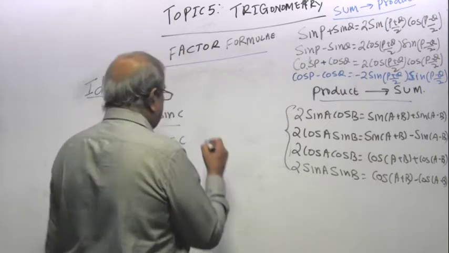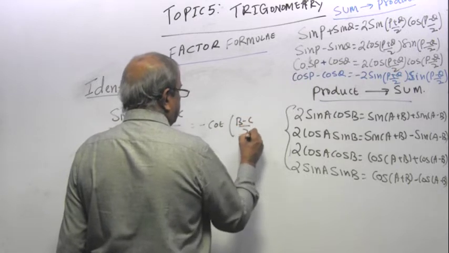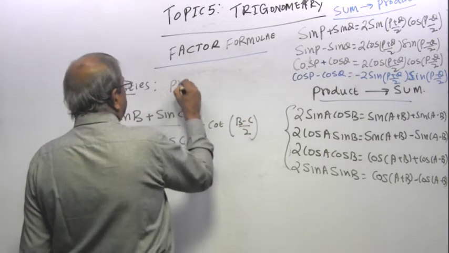Equal to minus cot of (B minus C) over 2. Prove.